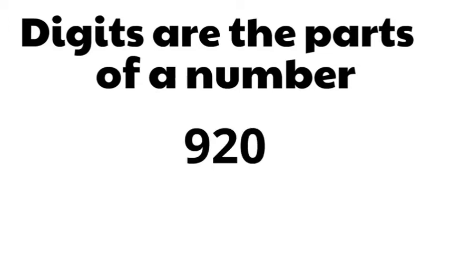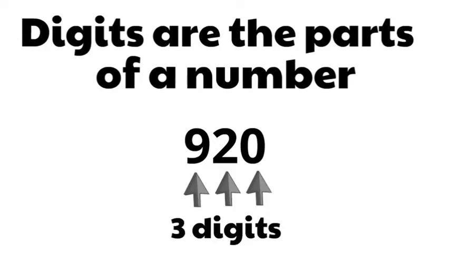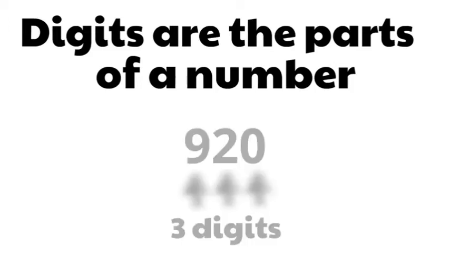Let's look at the number 920. There are 3 digits in this number: 0, 2, and 9. That is picking it from the right. We have 0, 2, and 9.